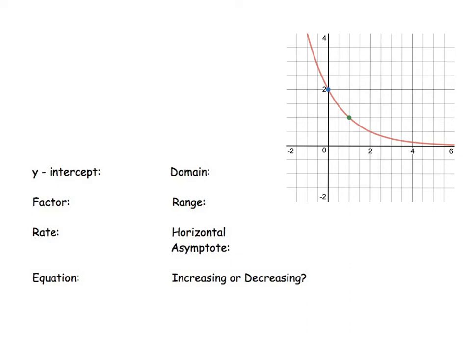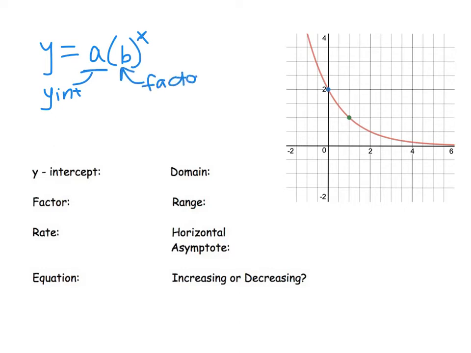I've been asked to find the equation and some of the basic attributes of this exponential function. So what I need to do is to start off and get some of my basic information. And to write an equation, my equation for an exponential function is y equals a times b raised to the power of x. And my a value, that's my y-intercept. And my b value is my multiplier or my factor. So to write my equation, I need to know what my y-intercept is and what I'm multiplying by every time.